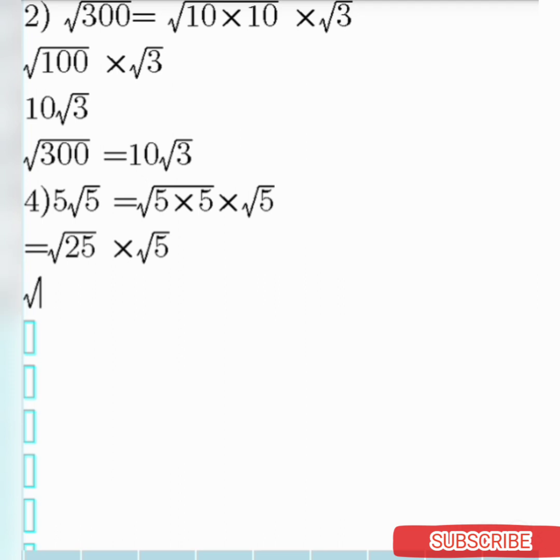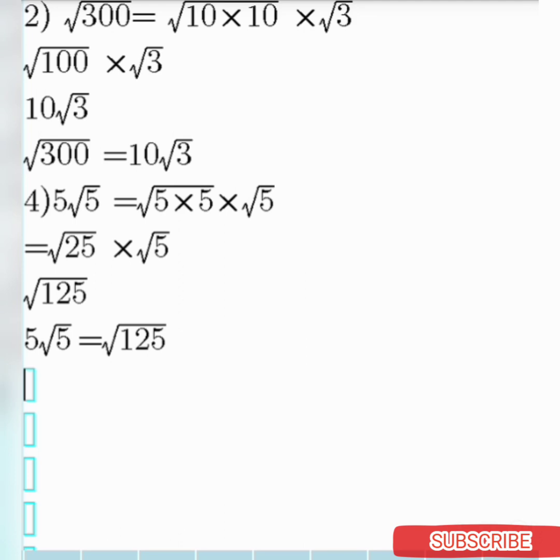So multiply 25 by 5, and you have your final answer: 25 times 5 will give you root 125. So you now have that if an expression is given to you in its basic form, you can change it back to its original form. You already have your answer, root 125. Therefore, we can say that 5 root 5 is equal to root 125.